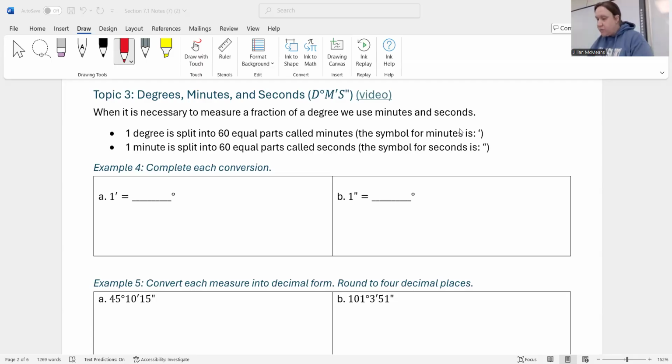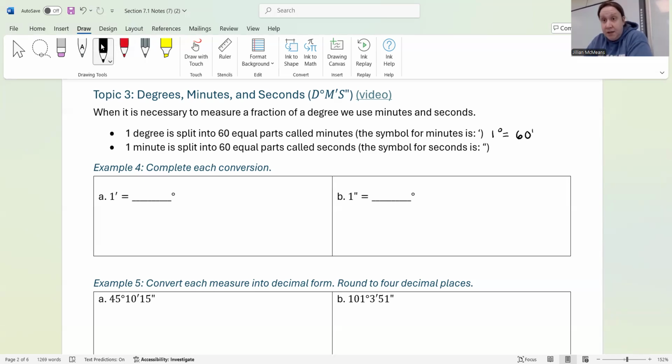Okay, so here's some information that you need to know. 1 degree is split into 60 equal parts called minutes. Now separate yourself from a regular time clock. These are not those minutes and seconds, though there are some similarities. So let's go ahead and write this out. We know that 1 degree, we are told, is equal to 60 minutes. Notice the notation I use there.